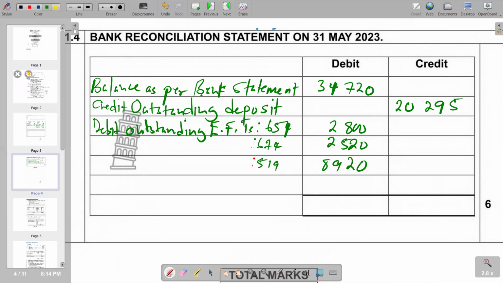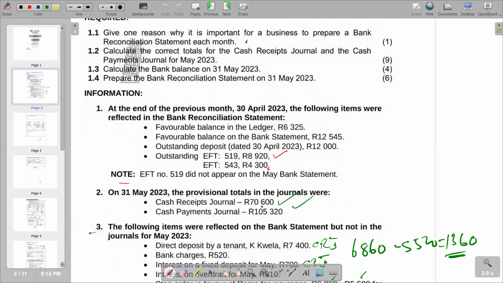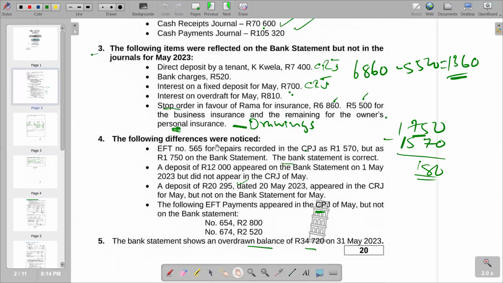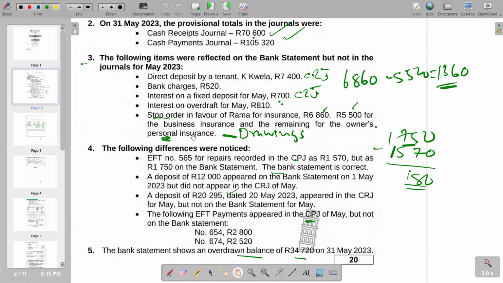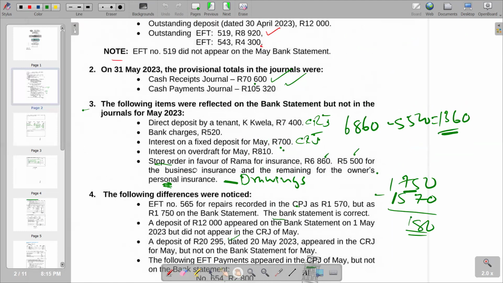So I will try to see again if we might have another transaction. So that was the last item that we have. And then we have the bank statement shows, which is the initial balance that we started with in the bank statement as our opening balance. So that's what we have there.